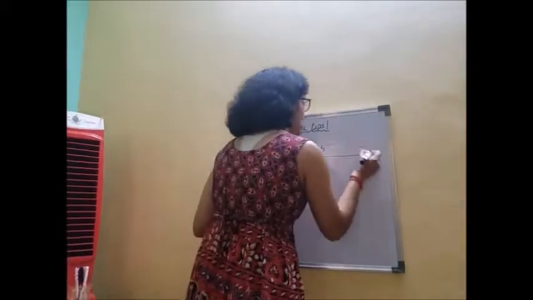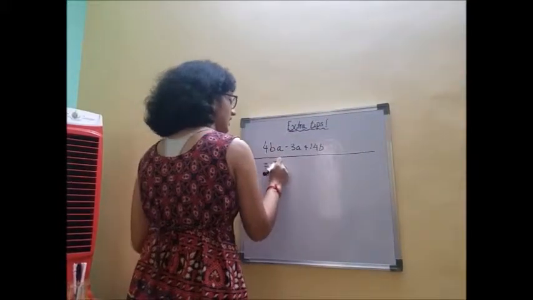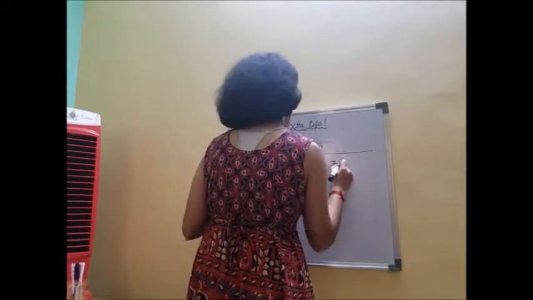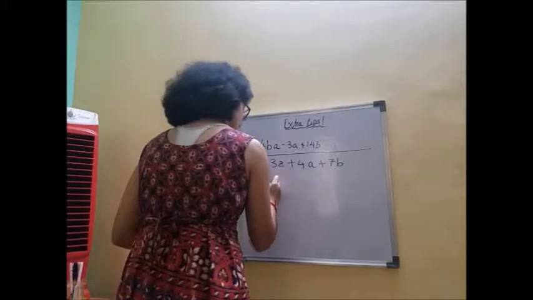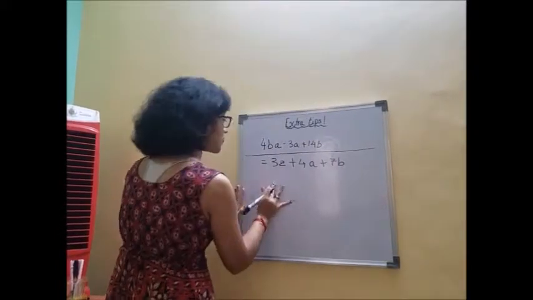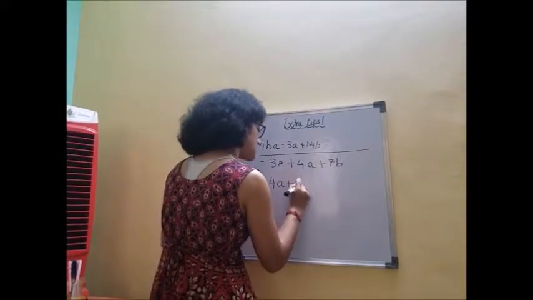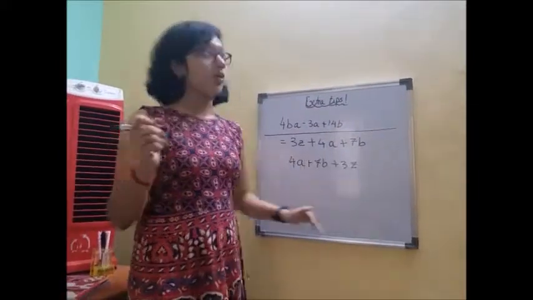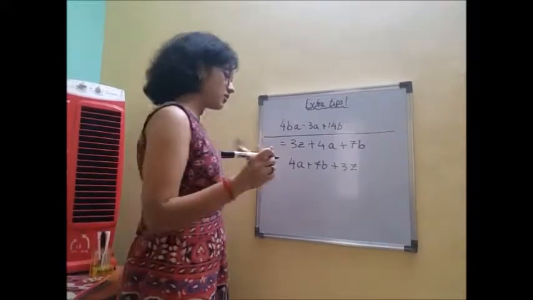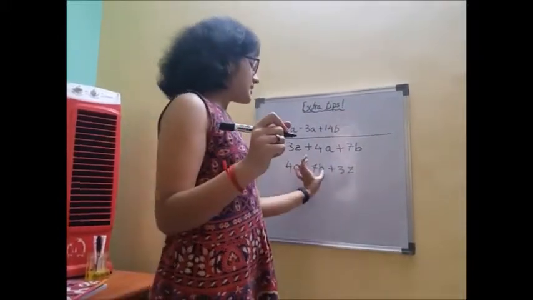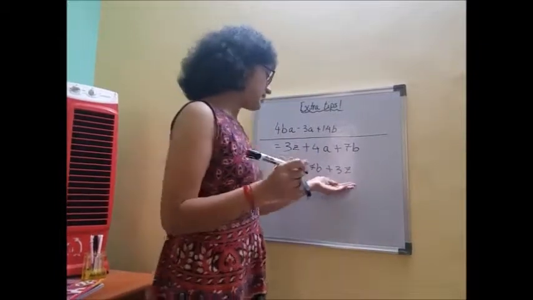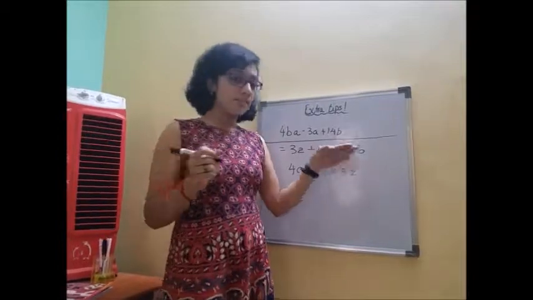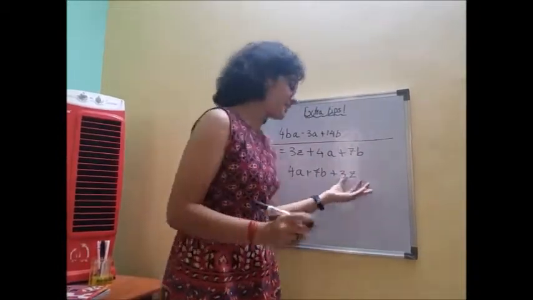So for example, if the answer is like 3Z plus 4A plus 7B, you have to rewrite it as 4A plus 7B plus 3Z. This is because it's going in the alphabetical order. As you can see, A is of course the first, so we're putting it first. B is second because A, B, and Z is last because there are no more consecutive variables following B except these, so you put Z last.